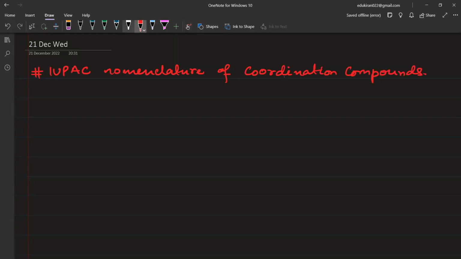Okay, we'll first of all understand the basic idea of this nomenclature and then we will move forward. See, the basic idea is coordination compound. If I look at the complete compound, for example, let us take some example here. For example, if you have Co(NH3)6 and Cl3 like this.